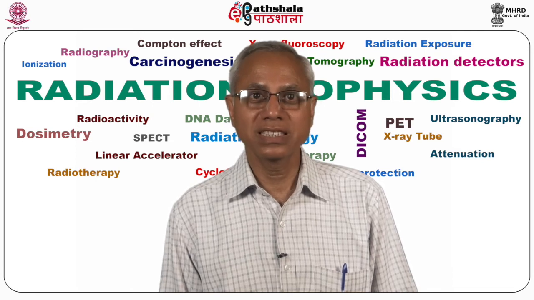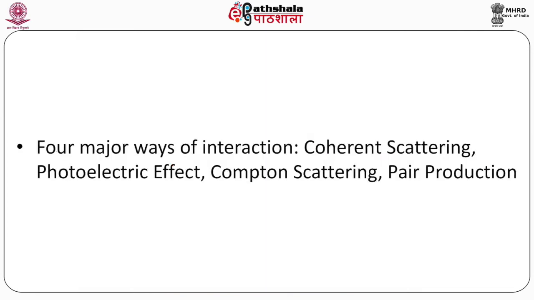There are four major ways of interaction of the radiation when X-ray or gamma radiation falls on any medium, be it the human body or any imaging equipment. These are coherent scattering, photoelectric effect, Compton scattering and pair production. We will see these interactions one by one.